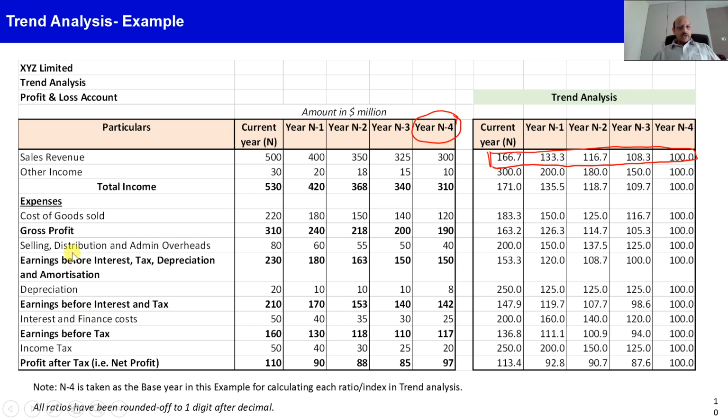Like that, if we look at the gross profit, from 100 it has increased to 163.2, whereas sales have increased from 100 to 166.7. Let's take the net profit. With respect to the base of 100, it has increased by 13.4, so it has become 113.4 in the current year. So this is the 5 years trend it shows.